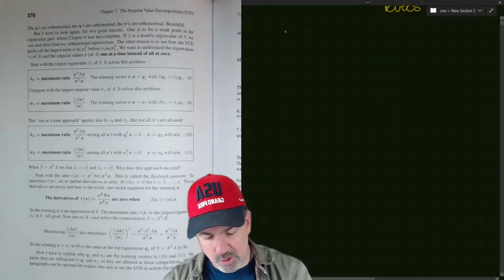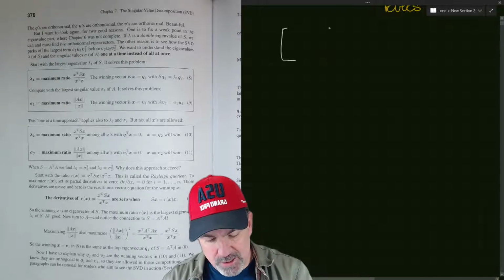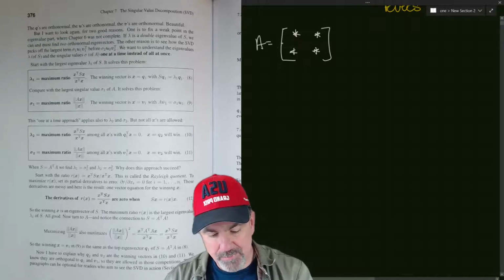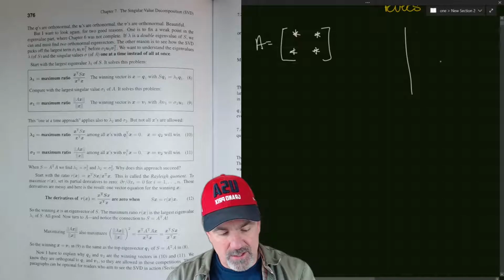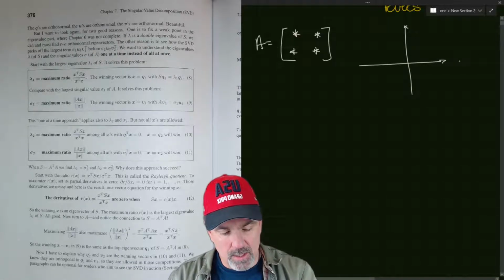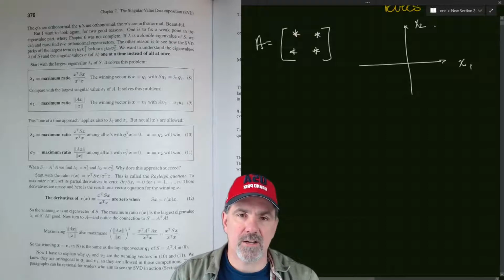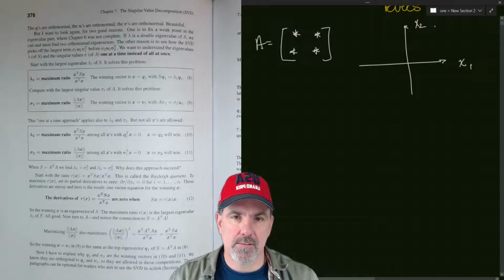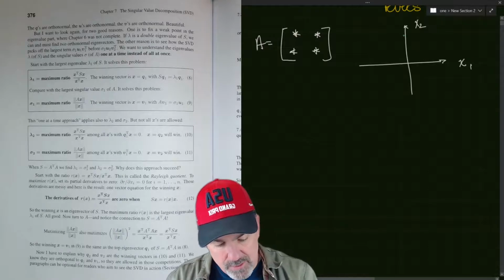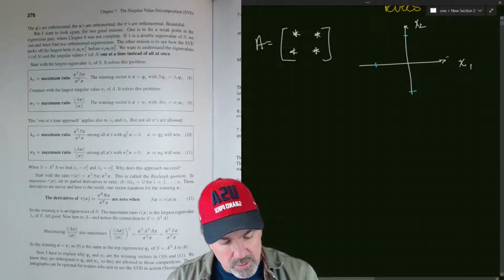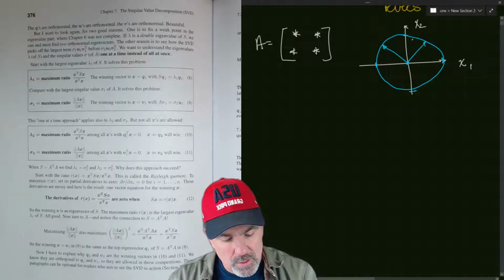Imagine for a minute that we were looking for singular values for some 2 by 2 matrix, whatever it might be. Okay, so this is some matrix A. Well, where are the vectors in 2 dimensions? So I'll say that this is the x1 direction and the x2 direction. So where are the vectors that are unit vectors? Right, the unit vectors all lie on the unit circle. The vectors of length 1 are all the vectors that start at the origin and come out to the unit circle.